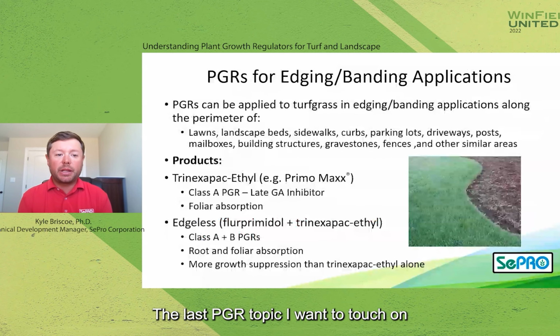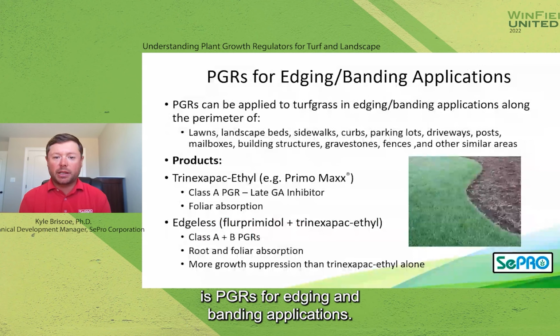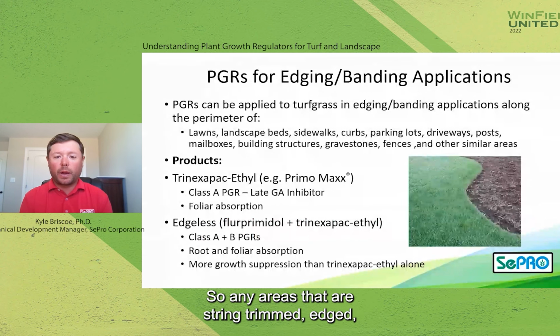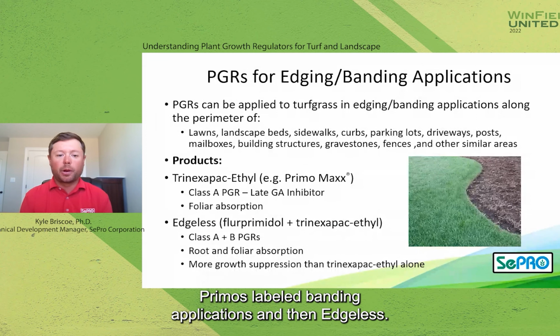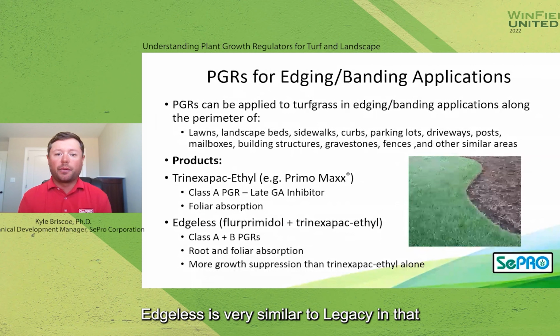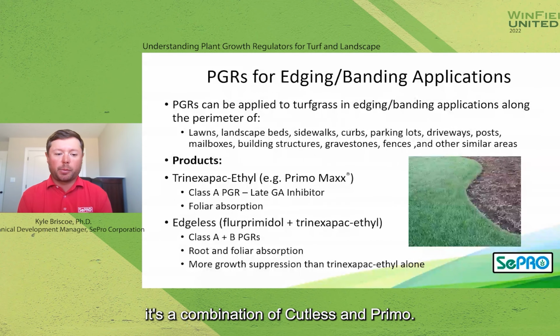The last PGR topic I want to touch on is PGRs for edging and banding applications. So any areas that are string trimmed, edged, around mailboxes, beds, parking lots, curbs, and sidewalks. There are 2 products. Primo's labeled for banding applications, and then Edgeless. Edgeless is very similar to Legacy in that it's a combination of Cutlass and Primo.